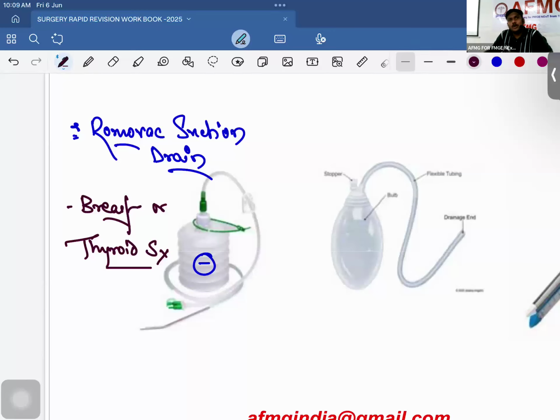Next, what is the most common complication of a thyroidectomy or a thyroid surgery? Hmm? Hemorrhage or hematoma, yes. So definitely to prevent that hematoma from forming after a thyroid surgery or thyroidectomy beta, we have to insert a Romovac suction drain. That is what is important to be remembered.